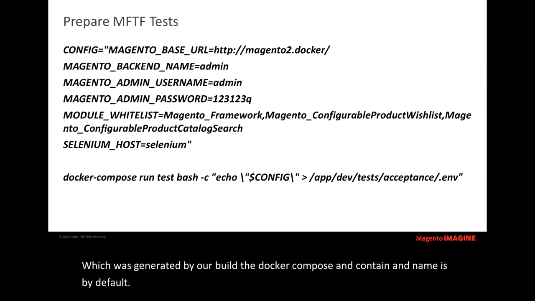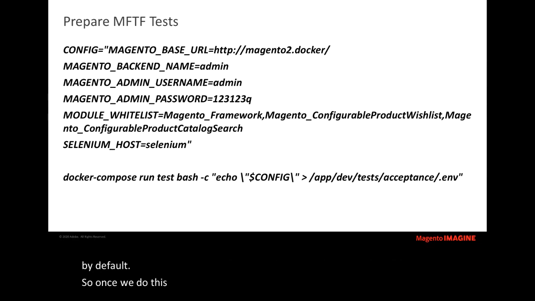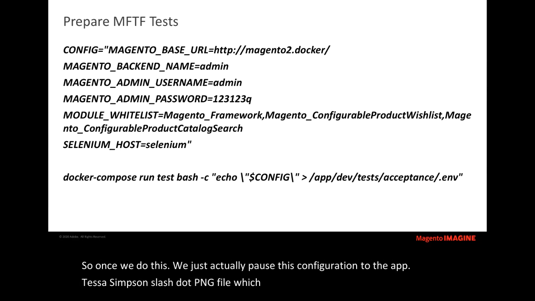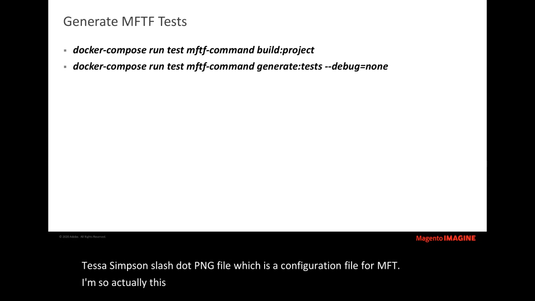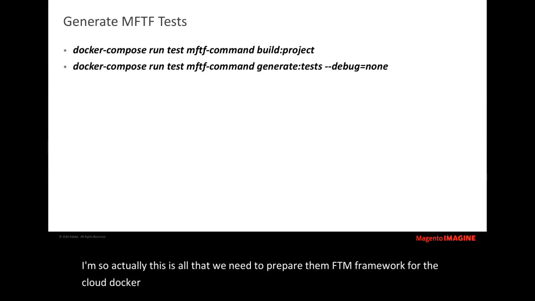So once we do this, we just pass this configuration to the app/dev/tests/acceptance/.env file, which is a configuration file for MFTF. Actually, this is all that we need to prepare the MFTF framework for the Cloud Docker. And the next commands will be related to building the MFTF tests themselves.